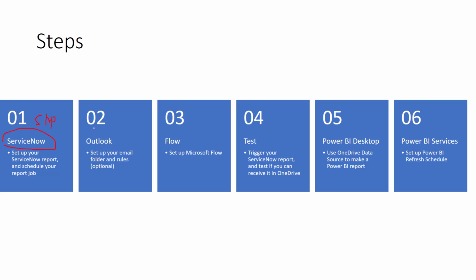And the second one is optional. It is for your folder to be better organized, and we will set up our email folder and add rules to those special trigger reports. And the third thing is, we're going to set up Flow for the trigger condition. And the fourth thing is, you want to test if your report and your Flow work well. After it is passed, now you can go to Power BI to design your beautiful reports. And the last thing is, in ServiceNow, you need to set up your Power BI refresh schedule. And that's pretty much it.